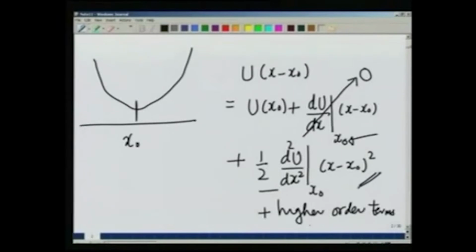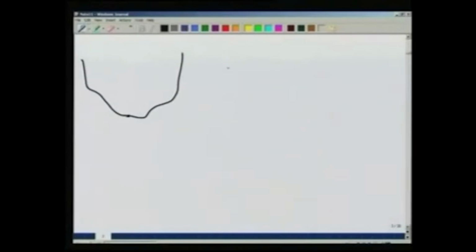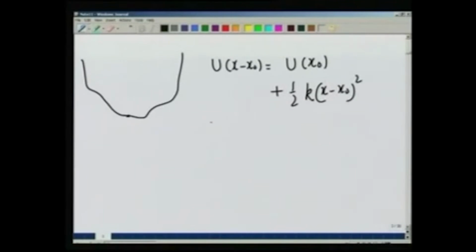If I retain only this term and drop the higher order terms, then I would be approximating the potential about the stable equilibrium point by something like a parabola, which is nothing but U(x0) plus 1/2 some constant k times x minus x0 squared. So what we are saying is, if the particle is in some equilibrium position, then in general I can write the potential energy about that point as U(x0) plus 1/2 k (x minus x0) squared, to a good approximation, where k is the second derivative of the potential energy at this point, and since this is a stable equilibrium point, or the minimum of potential energy, this is greater than 0.